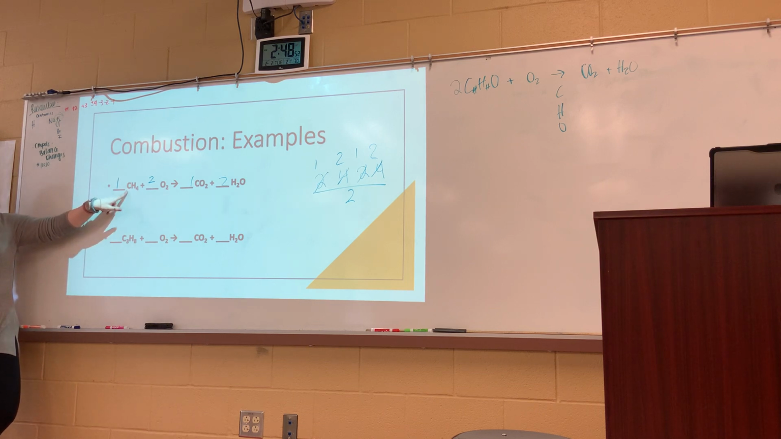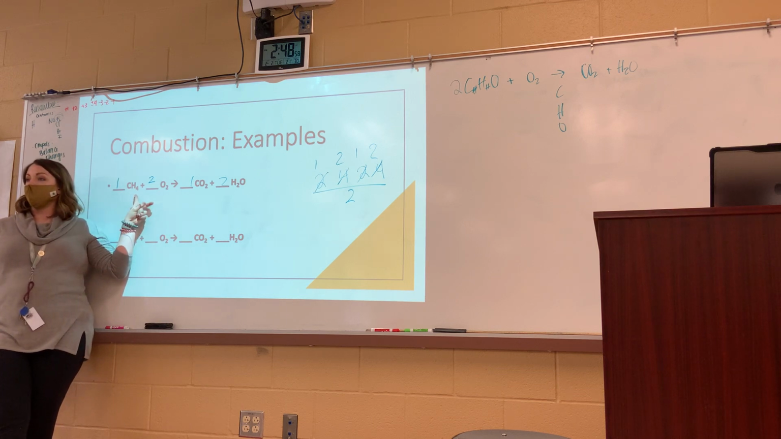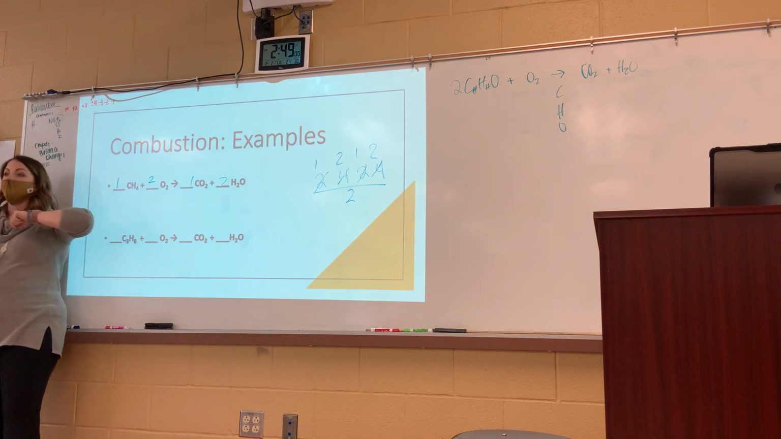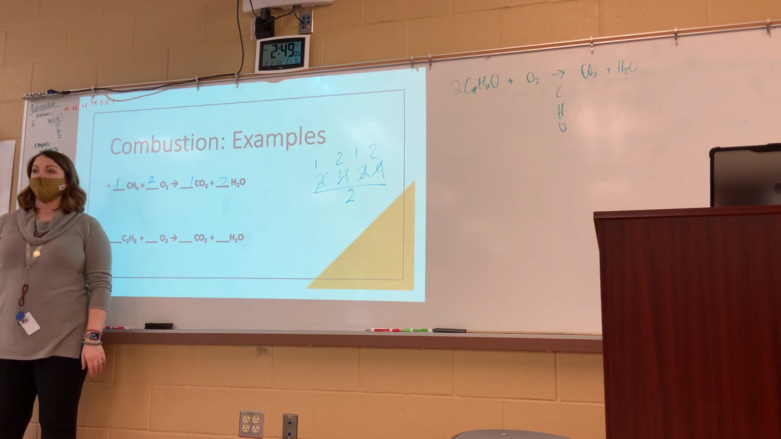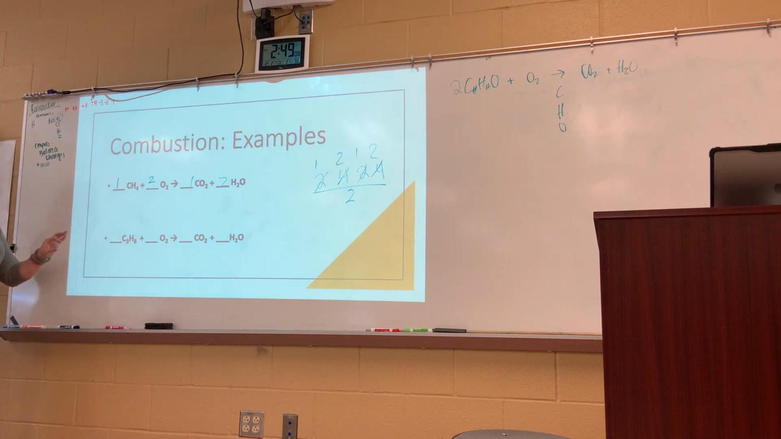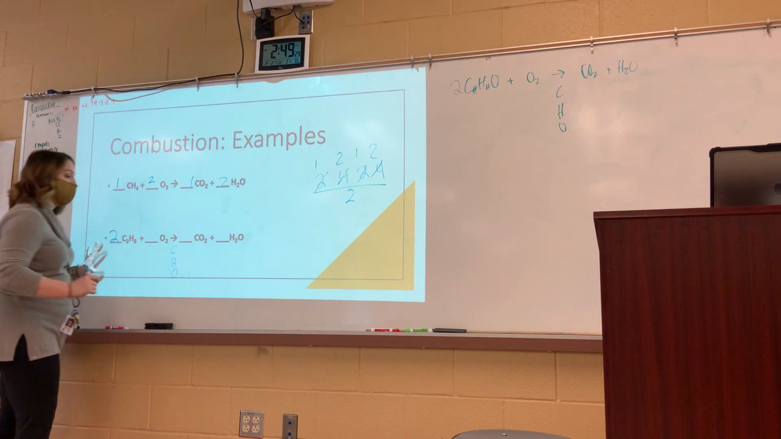Count it up. How many carbons do I have? 1 and 1. Hydrogen? 4 and 4. Oxygen? 4 and 2 plus 2, 4. Okay, good. Next, we're going to put the 2 in front just because. You don't have to, but I think that is easier, just reducing than having to multiply and deal with fractions. Okay, try to work that one by yourself.